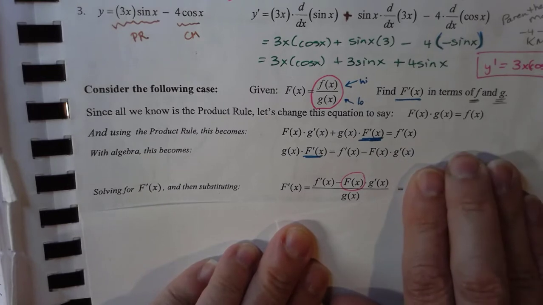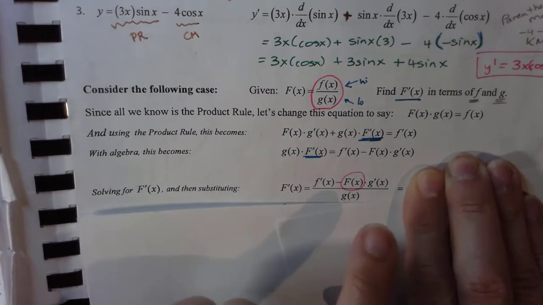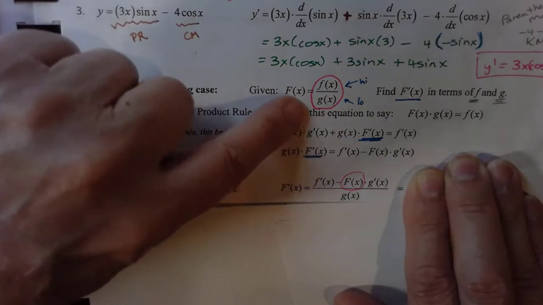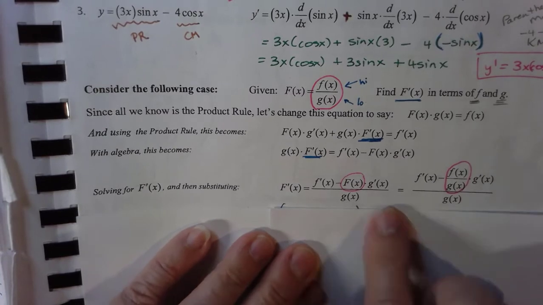But it says in our instructions to find F prime of x in terms of f and g, not in terms of little f, little g, and big F. But we know what big F is. Big F is little f over little g. So I'm going to make that substitution.